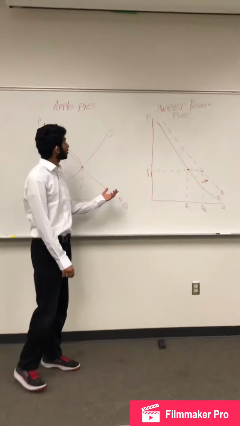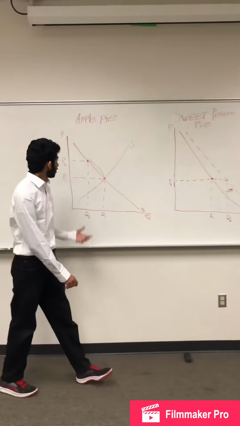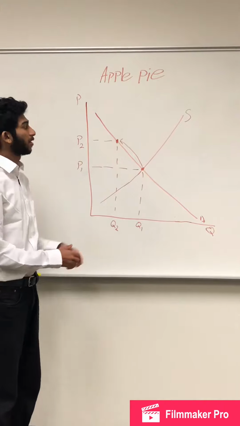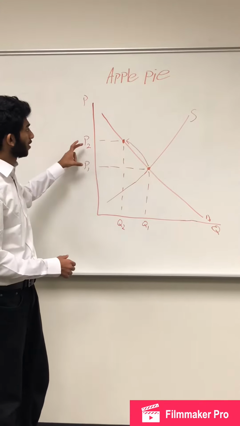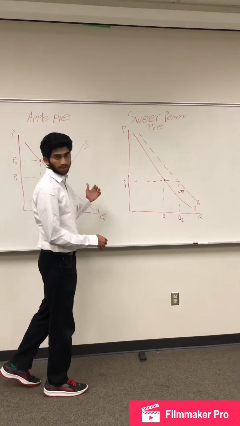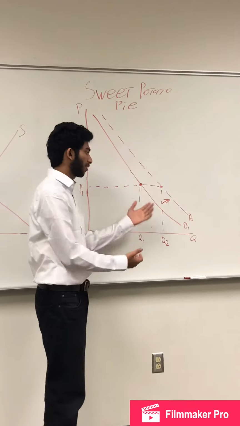These two graphs are showing us the substitute goods, apple pie and sweet potato pie. This graph shows us the prices of apples. The input for apple pie is increasing, which causes the prices of apple pie to increase. Because sweet potato pie is a substitute of apple pie, the demand for sweet potato pie will increase.